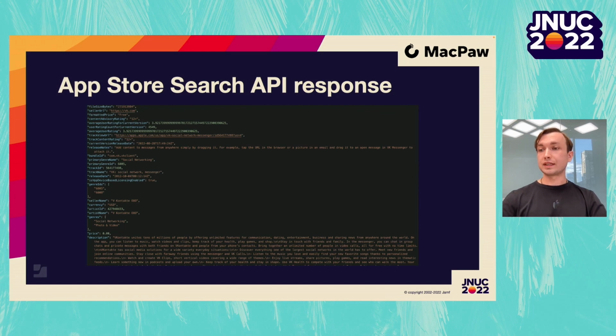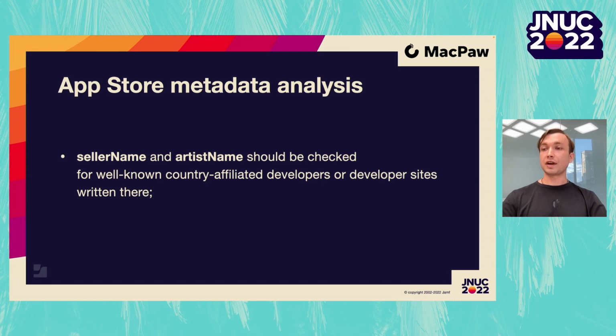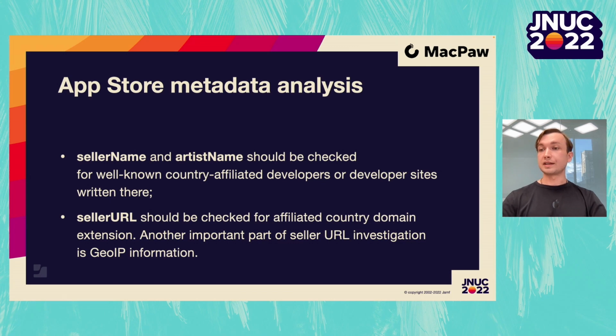On this page, you can see a response from the App Store Search API for the bundle ID com.vk.dom.vk-client. It has many fields that we will use in future. For example, seller name and artist name should be checked for well-known country-affiliated developers or developer sites written here. The next one is seller URL, which should be checked for an affiliated country domain extension. For example, if the country of interest is Russia, the RU extension should be checked.